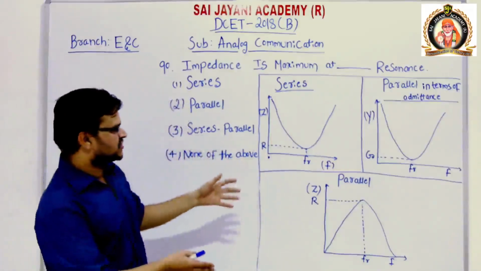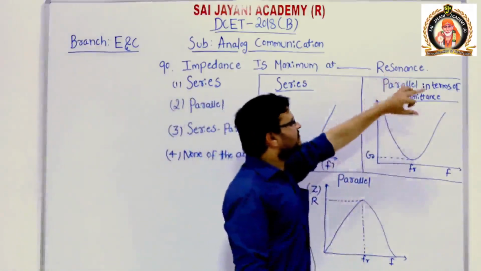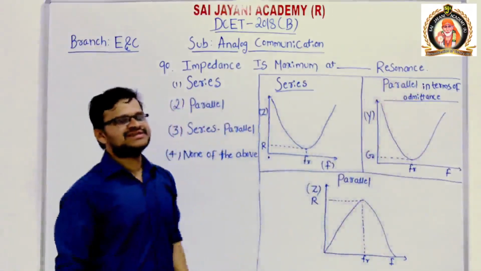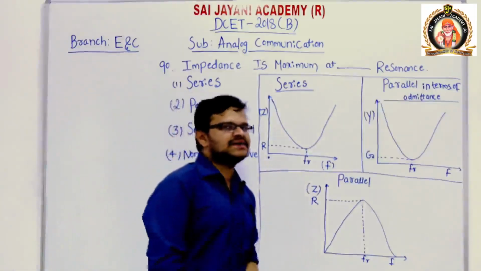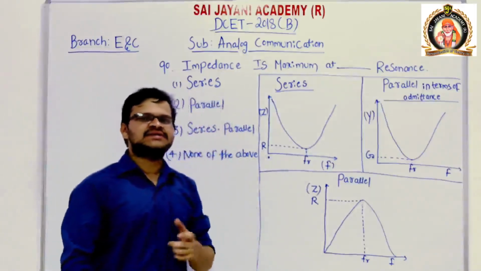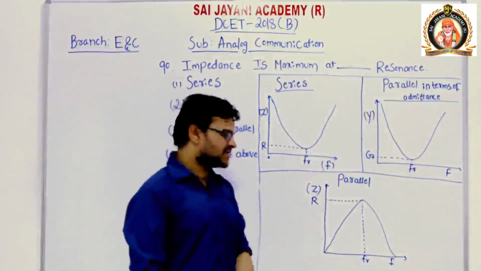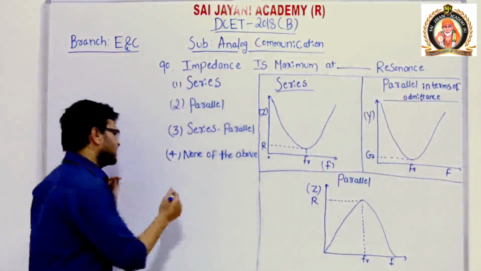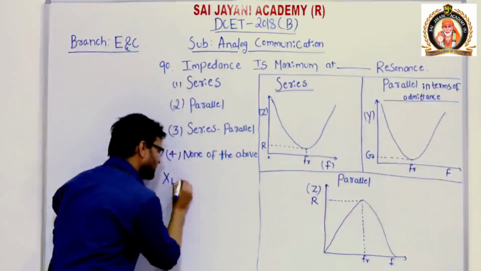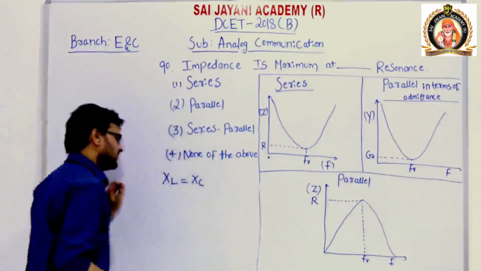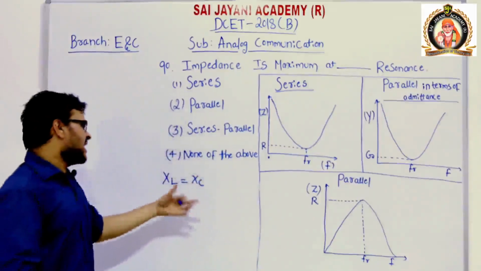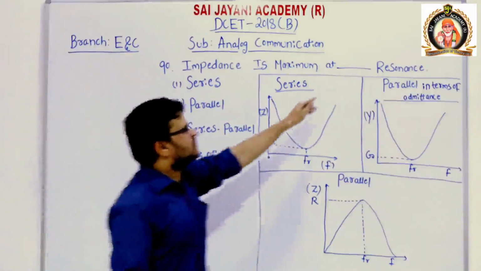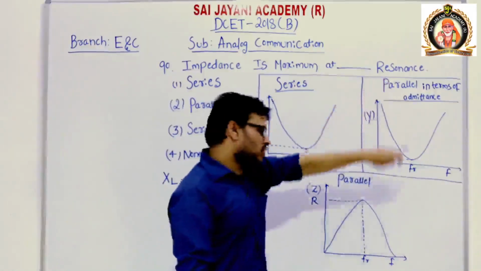Before solving this question, first we have to know the meaning of resonance. What is meant by resonance? Resonance is the condition or phenomenon which occurs in an AC circuit containing the elements resistance, capacitance and inductance. The condition is when XL is equal to XC. That means when inductive reactance is equal to capacitive reactance, at that condition the resonance condition will occur.